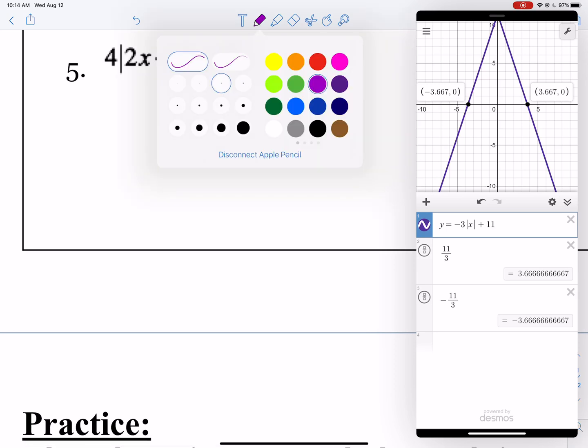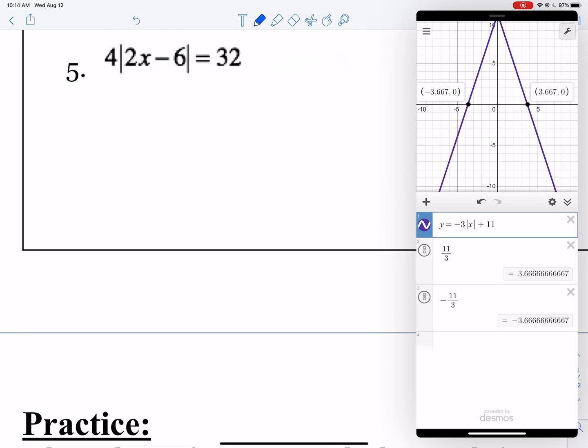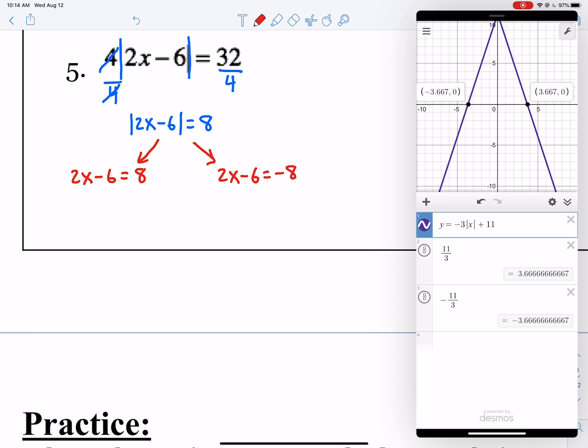Okay, just one more example. So we check our absolute value symbol, make sure it's by itself, and it is not. So we have 4 times the absolute value. Let's divide both sides by 4 to move it. Bring down what's left. So you have the absolute value of 2x minus 6 is equal to 8. Then we set up two equations. So drop the absolute value symbol at that point and say 2x minus 6 equals positive 8 and 2x minus 6 equals negative 8. Then we're going to work on solving both equations.